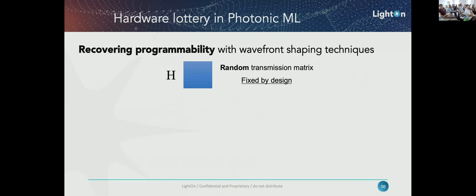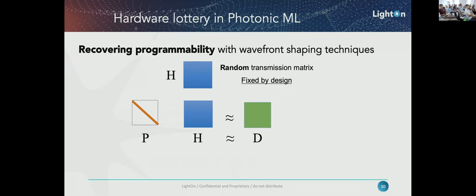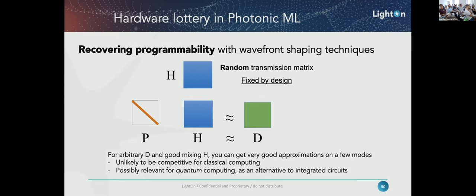If you want to recover programmability, you can use these waveform shaping techniques. For instance, if I have my transmission matrix H fixed by design, but I have a diagonal matrix D before that, I can approximate the desired transmission matrix in some cases. So for arbitrary D and for good mixing H, you can get a very good approximation on a few modes. And it works in small dimensions, so this is usually not a good idea for classical computing, but if you do quantum computing, you are usually restricted to a small number of modes anyway. So that may be an interesting thing to do.